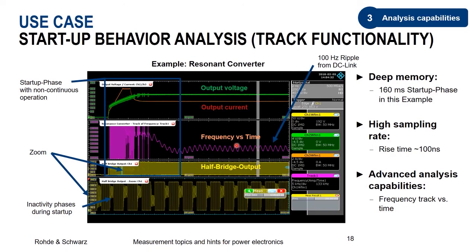And this kind of analysis allows you to look into those details and to understand what is happening. Yeah. Now, what is important here, you need deep memory. Number one, the startup phase here is 160 milliseconds, and still at the same time you want to look into the details. So we have a rise time of 100 nanoseconds that we might still want to see sufficiently resolved in time. This means there has to be the memory in order to capture all that. And then, of course, there has to be the capability to analyze this frequency track. Yeah? That's the other thing.